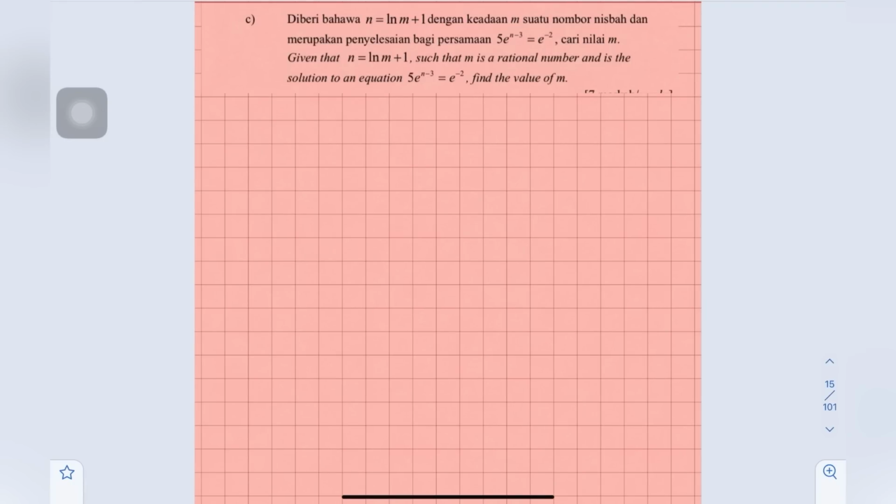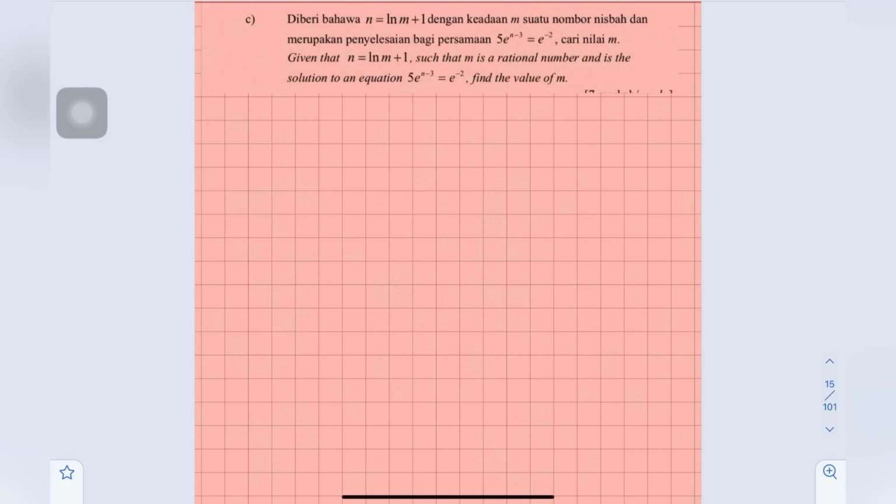C. Given that n equals ln m plus 1, such that m is a rational number and n is the solution of an equation 5e to the power of n minus 3 equals e to the power of negative 2, find the value of m. Okay, same like the previous question. To find the solution, we have to find the value of the unknown. In this situation, the unknown is n. So we have to make n the subject.